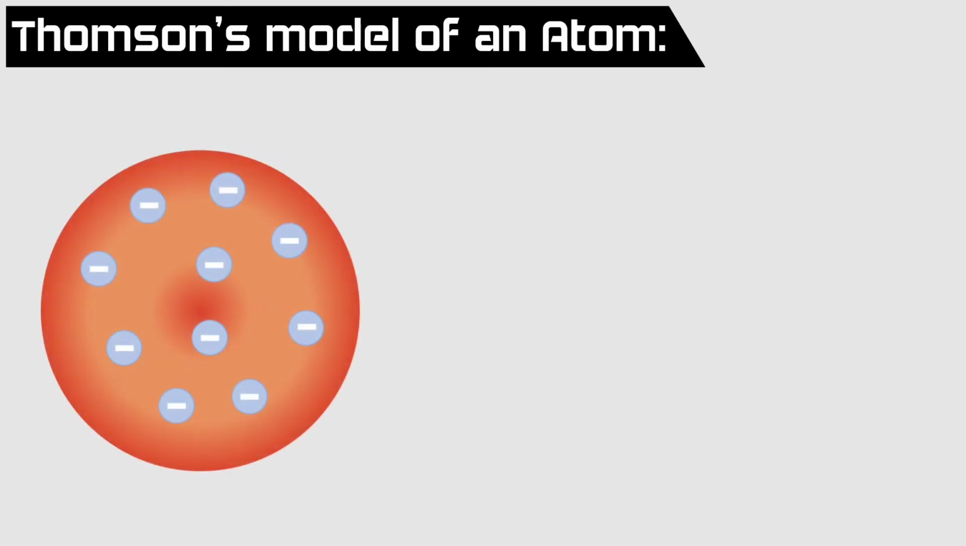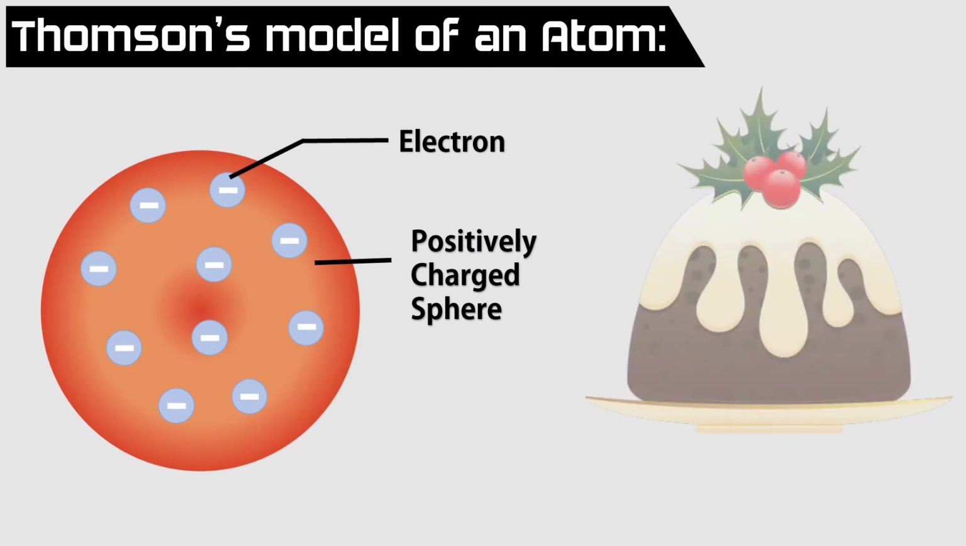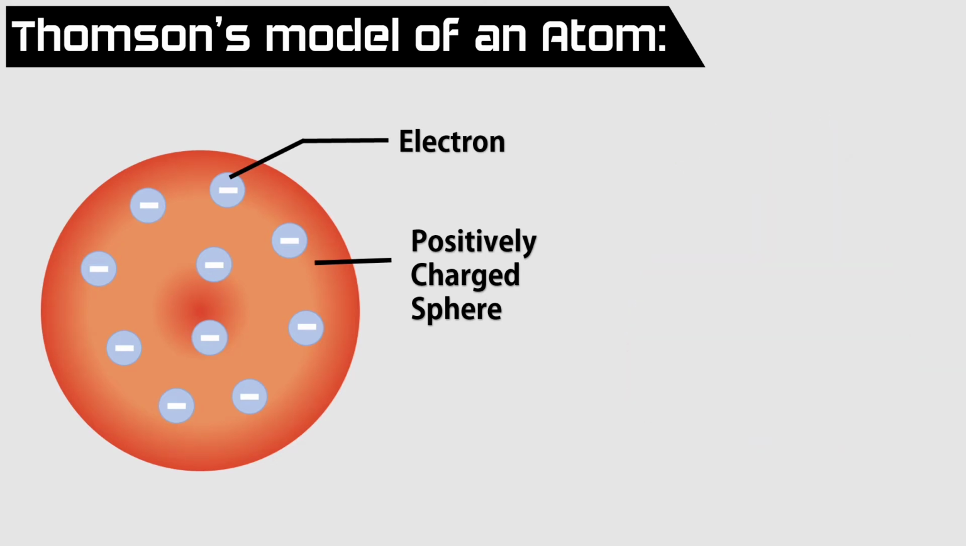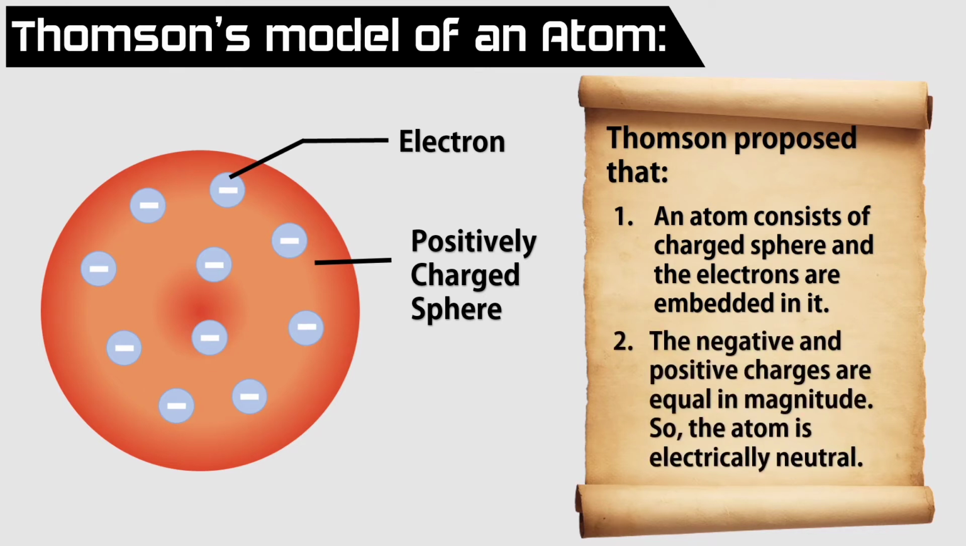Thomson's model of an atom. In Thomson's model, the electrons are in a positively charged sphere. It is like dry fruits in a spherical Christmas pudding, so it is also called the Christmas pudding model. Thomson proposed that an atom consists of a positively charged sphere and the electrons are embedded in it. The negative and positive charges are equal in magnitude, so the atom is electrically neutral. Although Thomson's model explained that atoms are electrically neutral, the results of experiments carried out by other scientists could not be explained by this model.